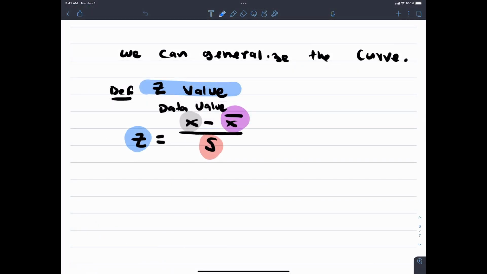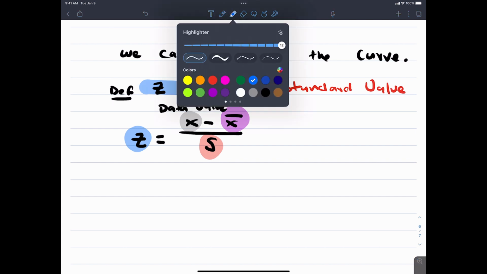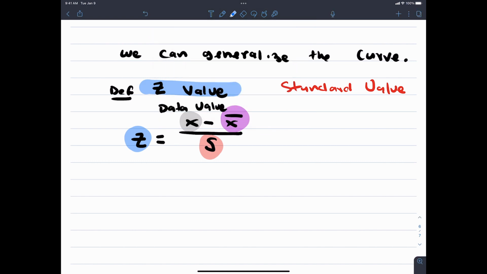So where we really left off was this thing I wrote down called a Z value. Last week, what was supposed to be on your test, but I was absent, is something called a Z value, or a standard value, a standardization value. Standard value, Z value, all those nice things.